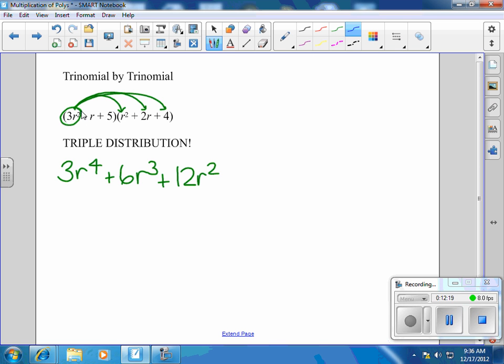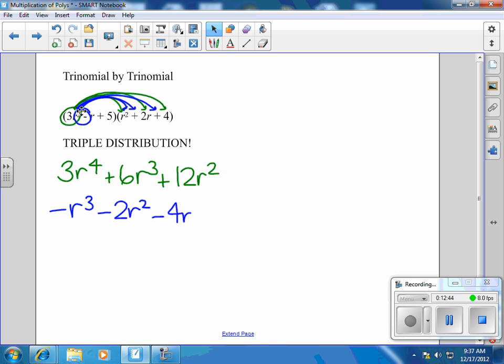And then distribute the minus r here. So minus r times r squared will give me negative r cubed. Minus r times 2r gives me negative 2r squared. And then times 4 gives me negative 4r, or just plain old r, sorry.